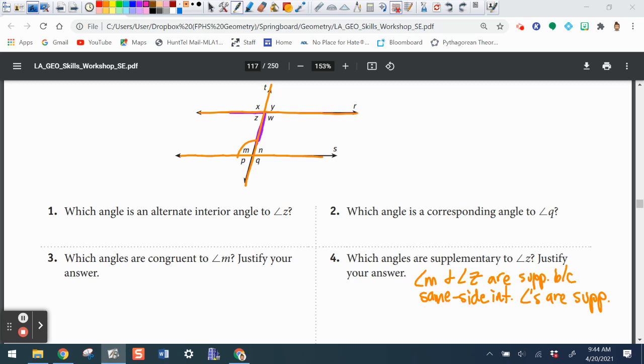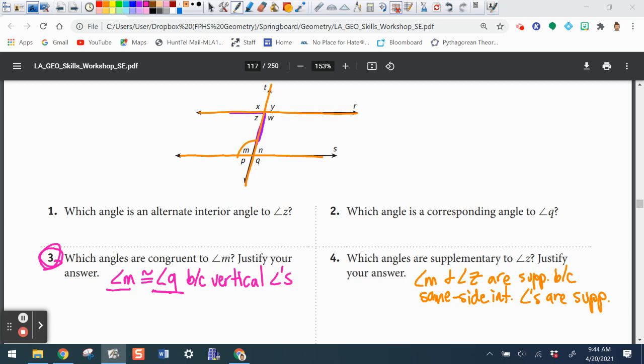For the next pairing, we're going to base it on something we said on item 3. On item 3, we established that angle M was congruent to angle Q because of vertical angles. So if angle Z is supplementary to angle M, and M is congruent to Q, then angle Z also has to be supplementary to angle Q.